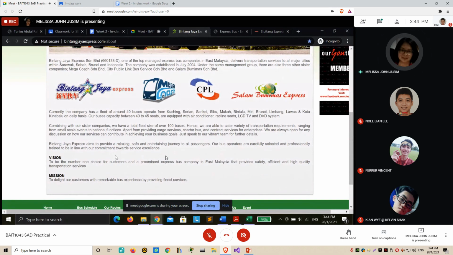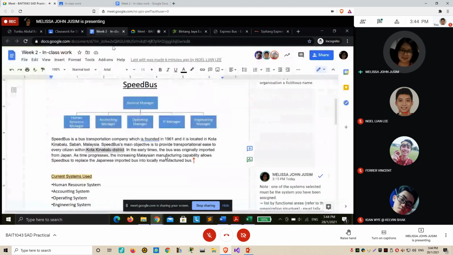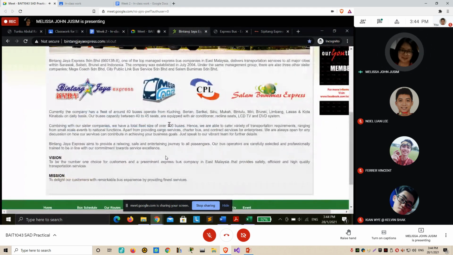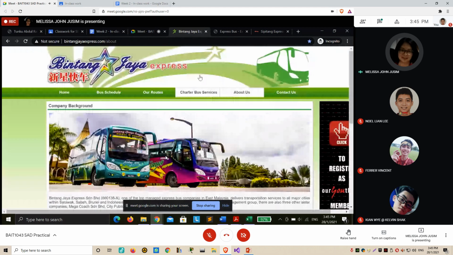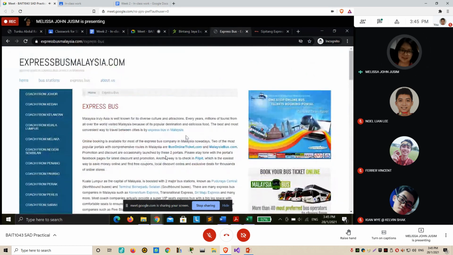Just now I wanted to confirm whether all these functional areas are appropriate for Speed Bus, so I need to see your story here. What else? How many buses? Where are the destinations and so on? Then also take a look at this one, Express Bus Malaysia.